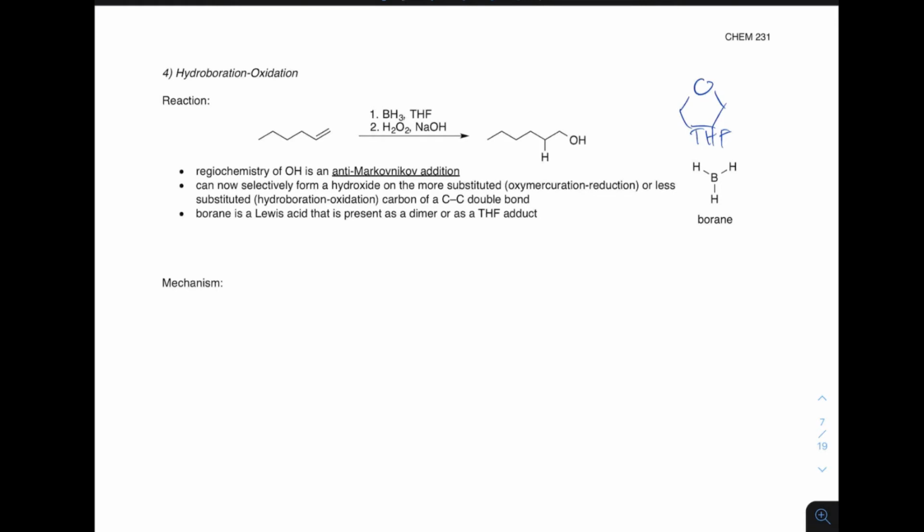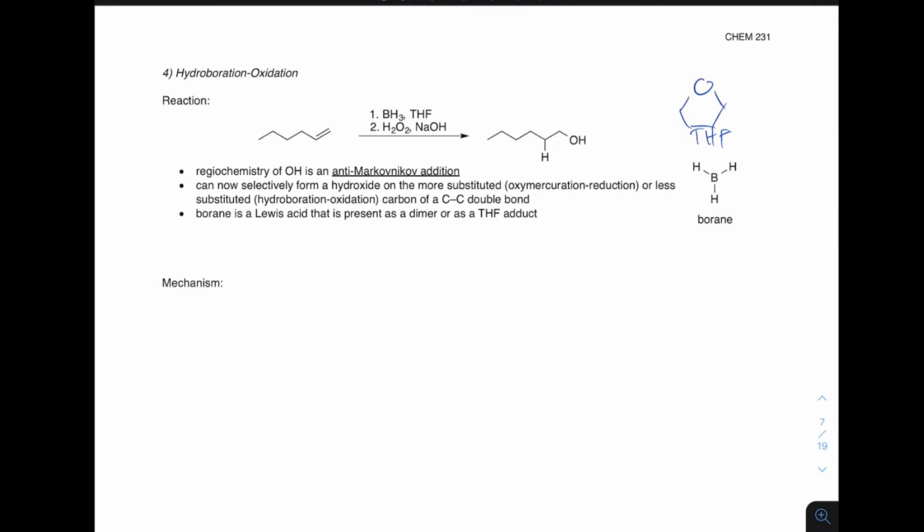And so with this reaction, it's another example of a hydration. But instead of having the OH add Markovnikov, to the more substituted carbon, we actually have it end up adding to the less substituted carbon. So very similar to our last reaction, except now OH is adding to the less substituted carbon, okay? And that is essentially the bulk of what you need to know for this reaction.